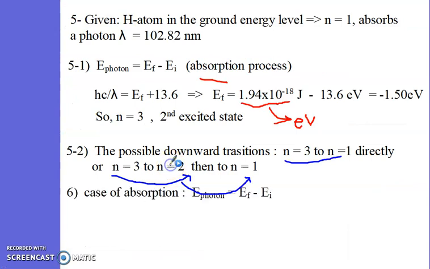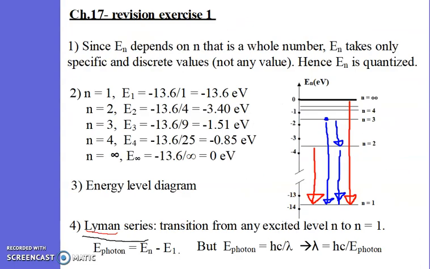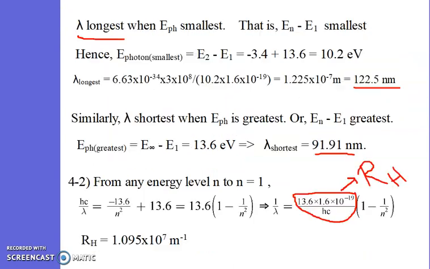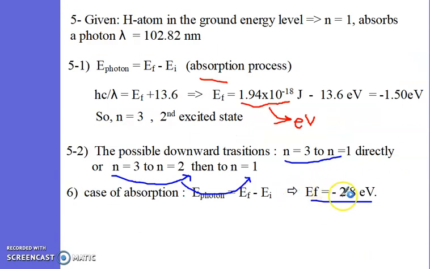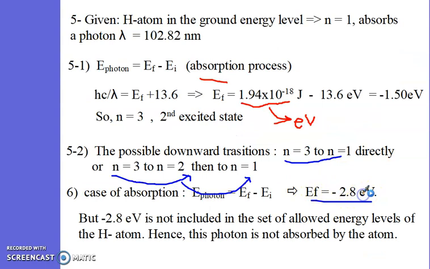So we apply the rule. Case of absorption, E photon equal E final minus E initial. We find the final state of the atom. It is minus 2.8 electron volt. But look at the diagram. Does this energy exist here? It doesn't. Minus 2.8 doesn't exist here. Means the atom cannot absorb this photon. Okay? So the final state of the atom, minus 2.8, does not exist. So this photon is not absorbed. Okay?